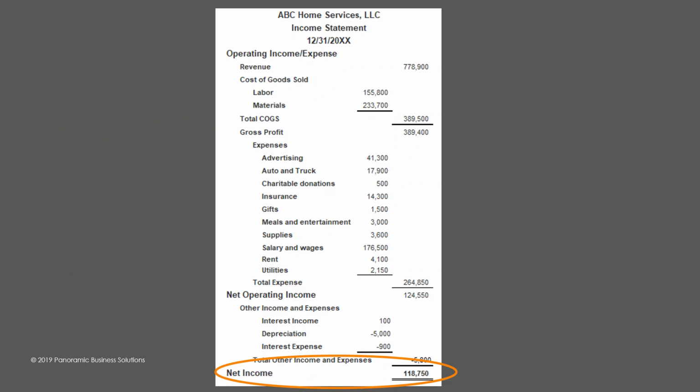So here's an example of an income statement all the way down at the bottom line, hence the name. Your report might show the line named net income. That's also the profit line. And out of $778,000 of revenue up at the top, this company was able to generate a profit of $118,000.